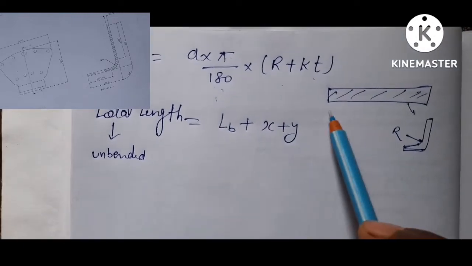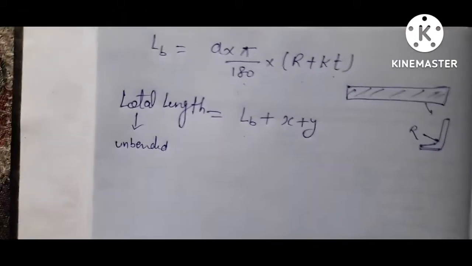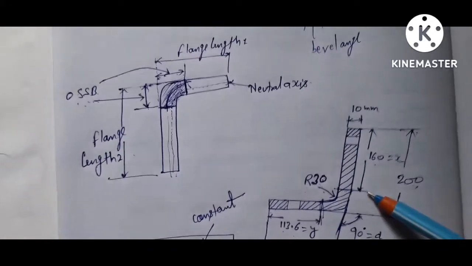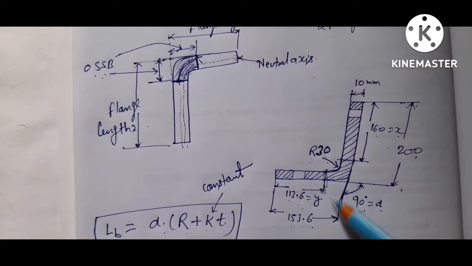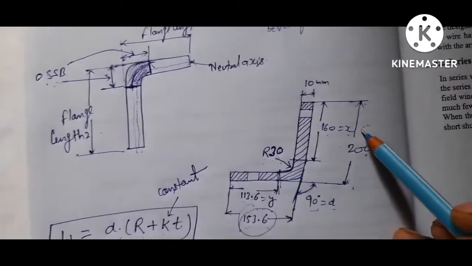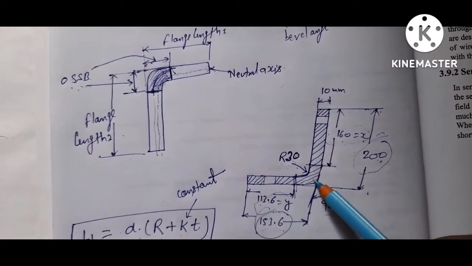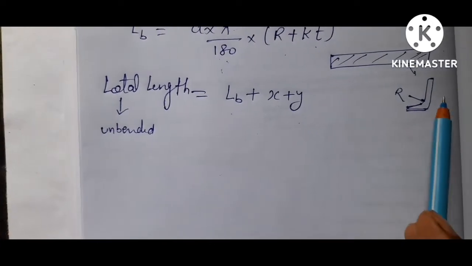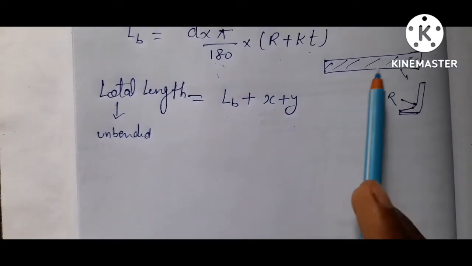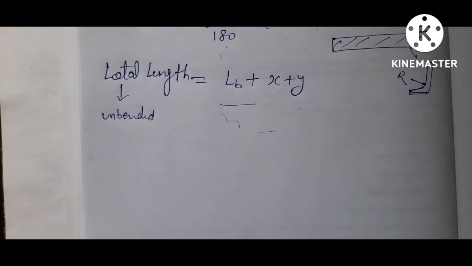So if you find the unbent total length of the sheet, then the total length is LB plus X plus Y. What are X and Y? The distance from the neutral axis to here is X, and from the neutral axis to the top is Y. So this distance is not taken, keep that in mind. Only this distance is taken and added to the bend allowance. Okay, so the total length equals LB plus X plus Y if you bend this plate, and the unbent sheet length equals this. So keep this in mind, and we will try some practical work on this topic.